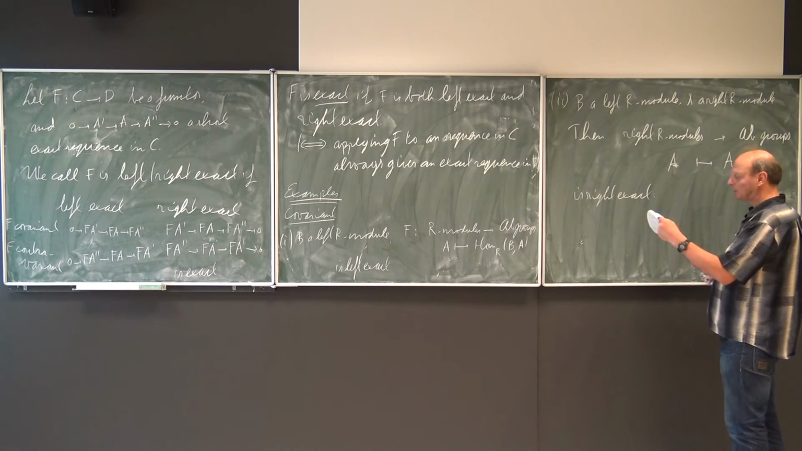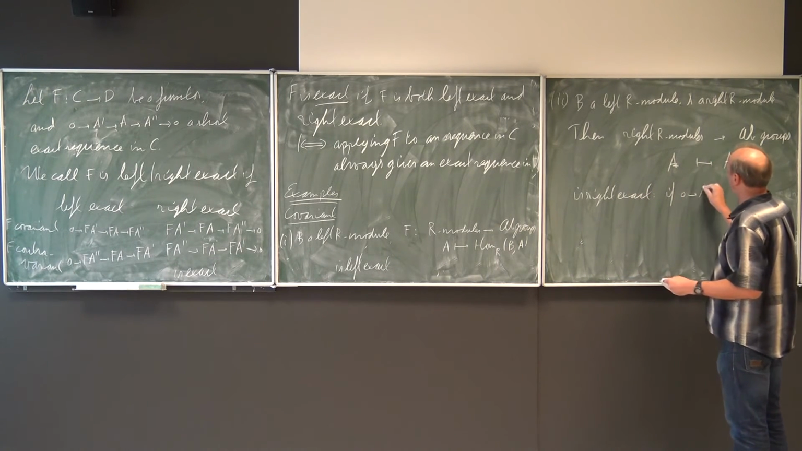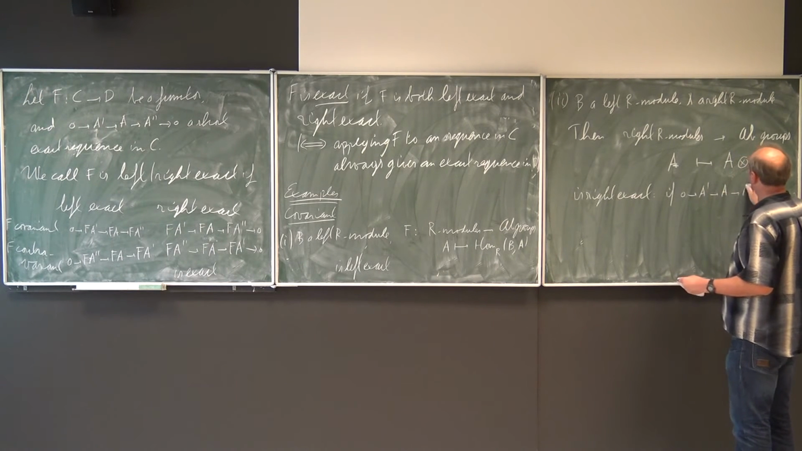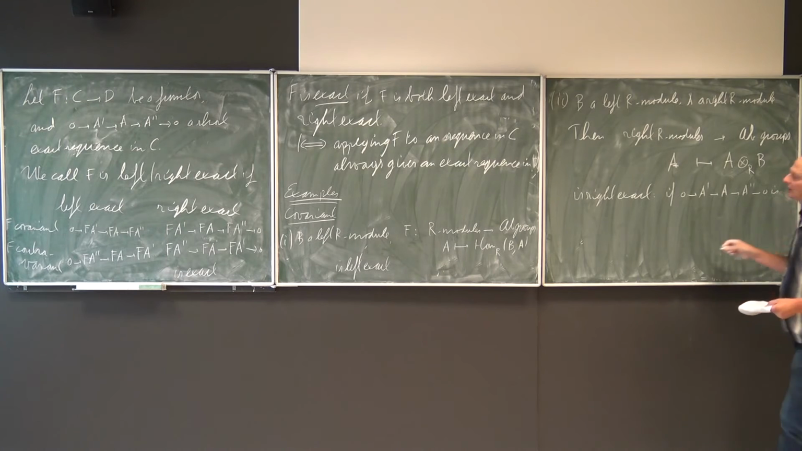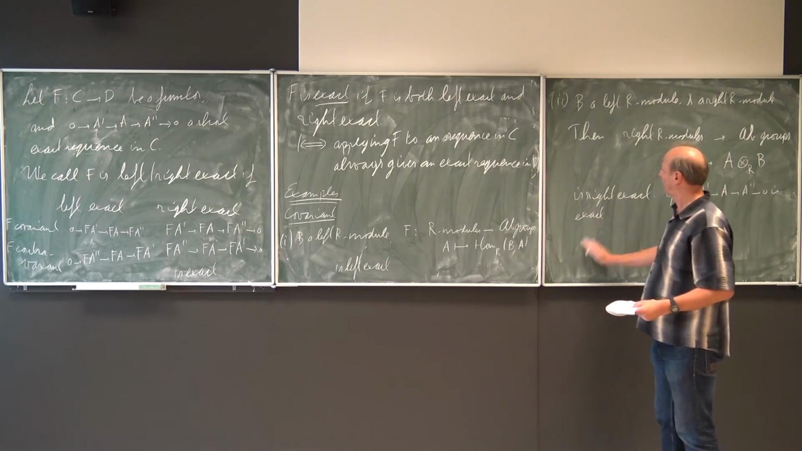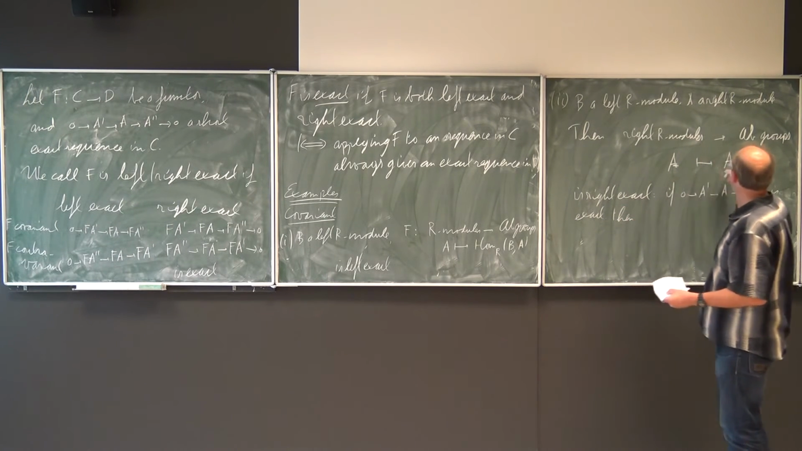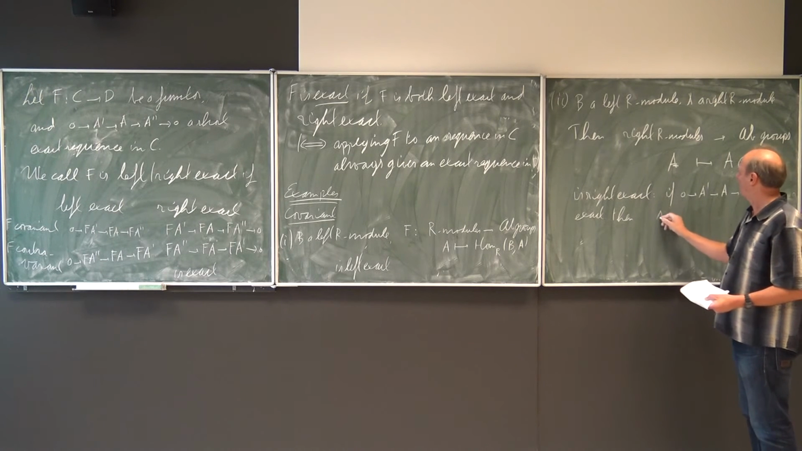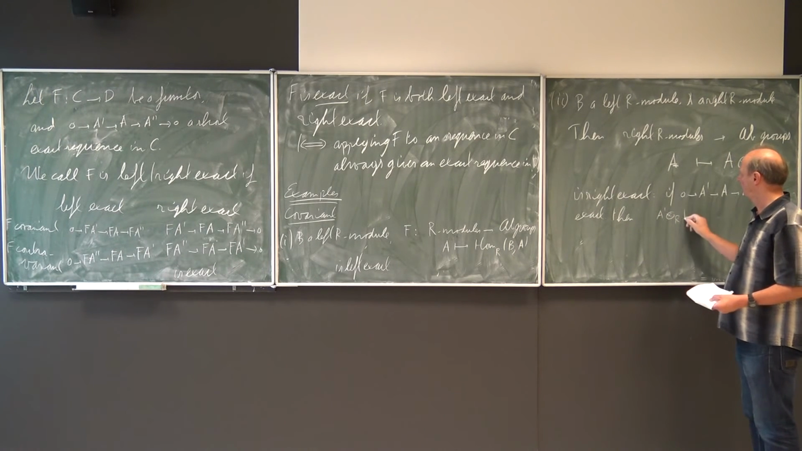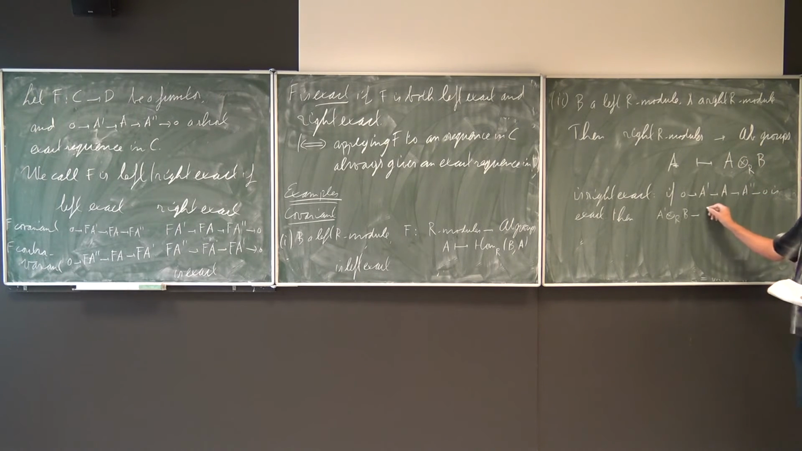Okay, so let me just make it explicit. If 0 goes to A prime, goes to A, goes to A double prime, goes to 0, if this is exact in the category of right R modules, and I tensor everything on the right with B, then I get A prime tensor over R with B, goes to A tensor over R with B, goes to A double prime tensor over R with B, goes to 0. This is exact in the groups.